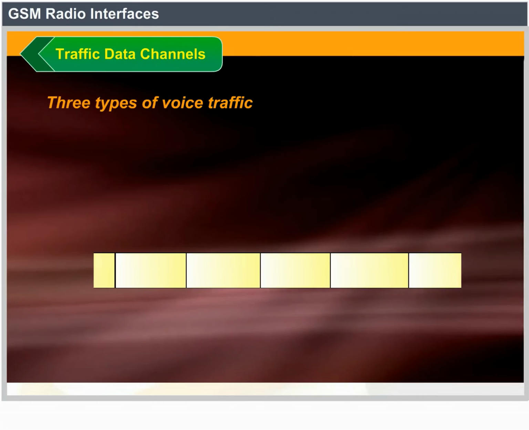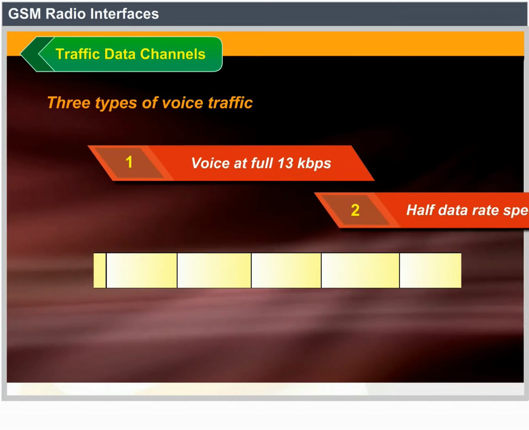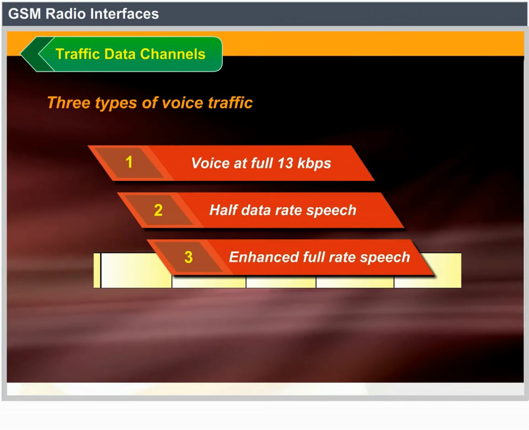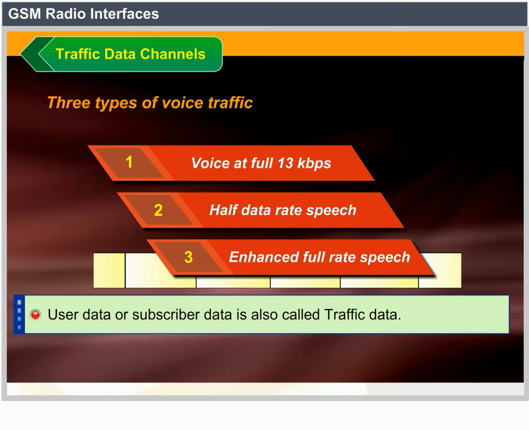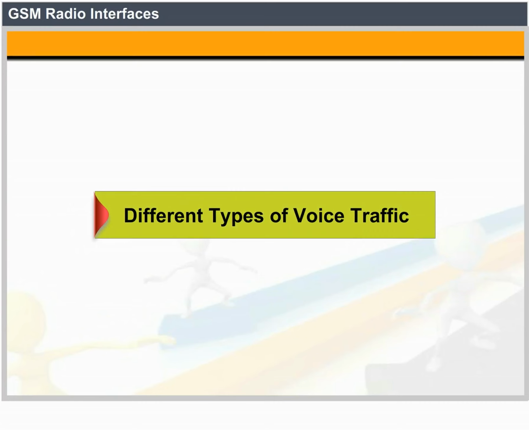3 types of voice traffic: voice at full 13 kbps, half data rate speech, and enhanced full rate speech. User data or subscriber data is also called traffic data. Different types of voice traffic.